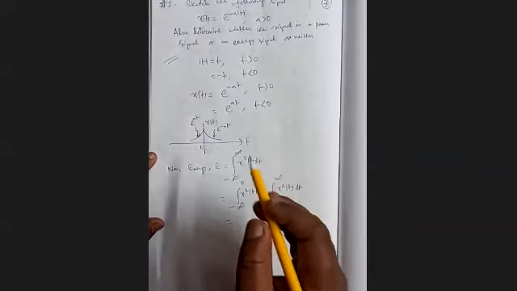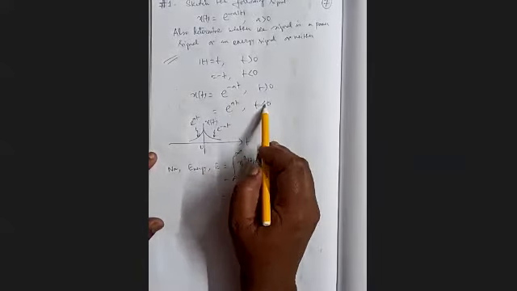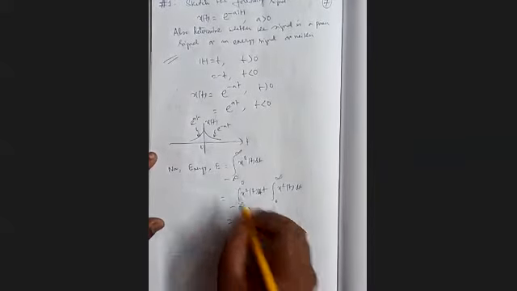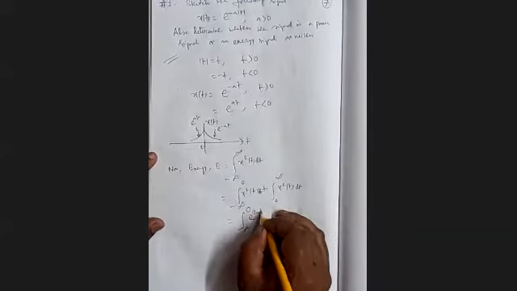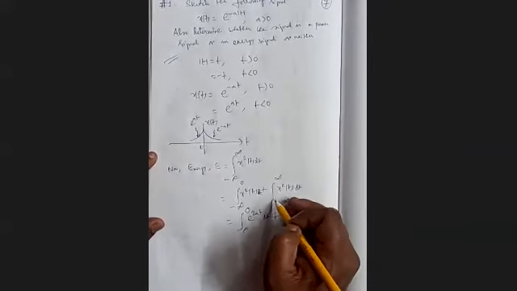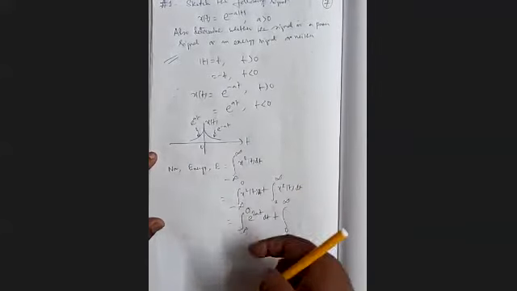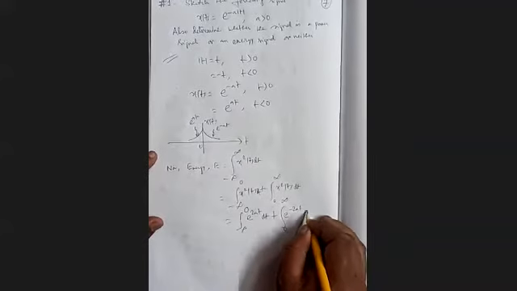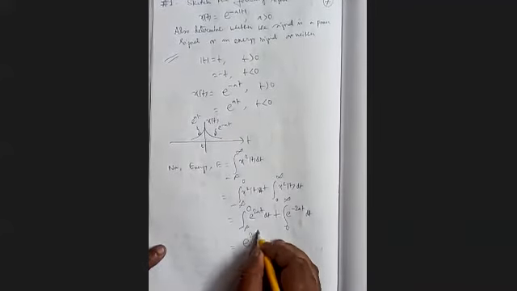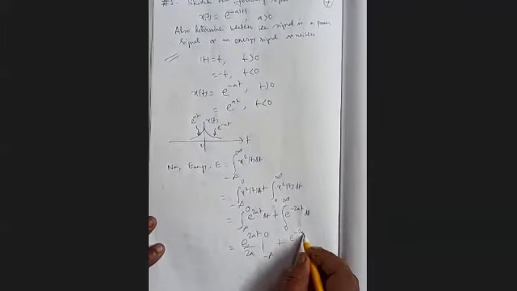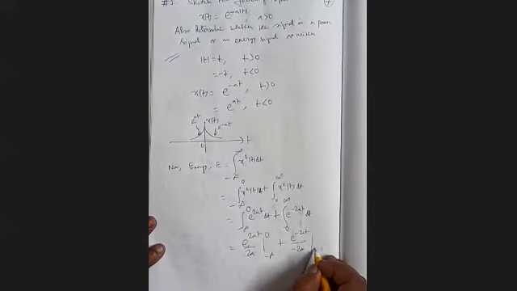So when t is negative, what will be our x? When t is negative, our x is e to the power at. Squared, it is e to the power 2at. In the range of t varying from 0 to infinity, t is positive, so it is e to the power minus at squared, e to the power minus 2at dt. So we integrate: e to the power 2at by 2a from minus infinity to 0 plus e to the power minus 2at by minus 2a from 0 to infinity.